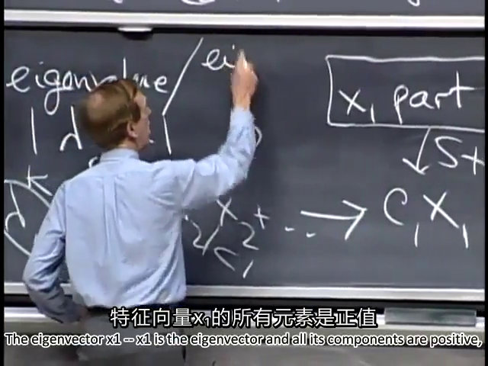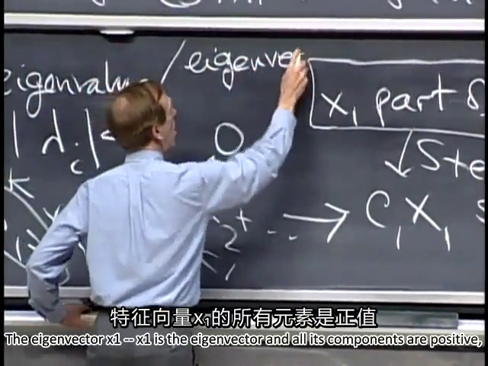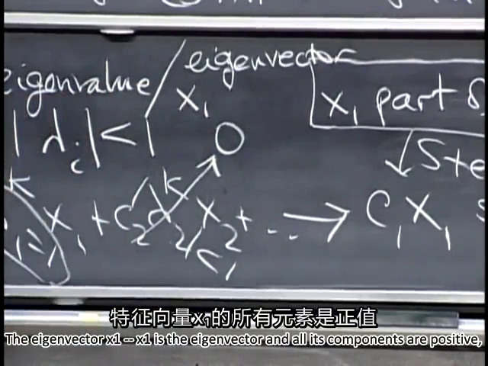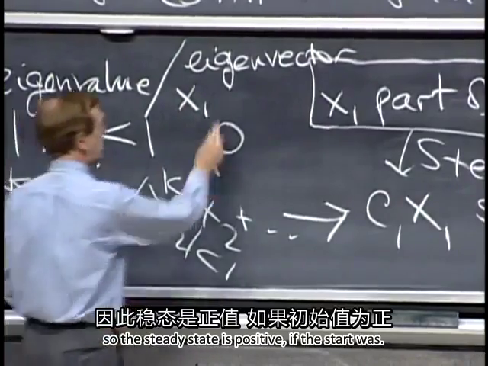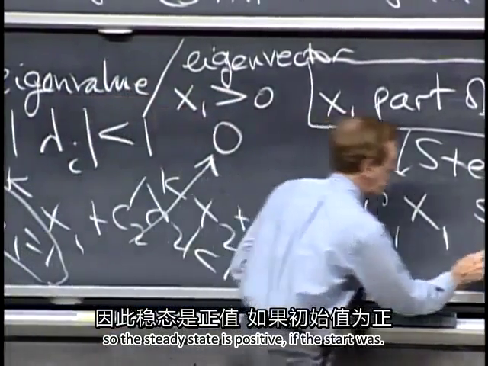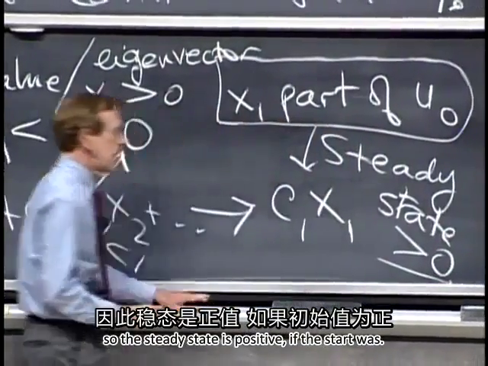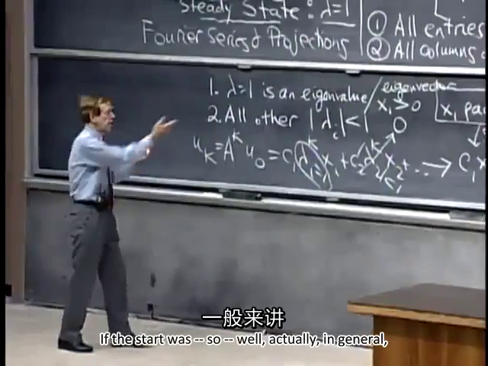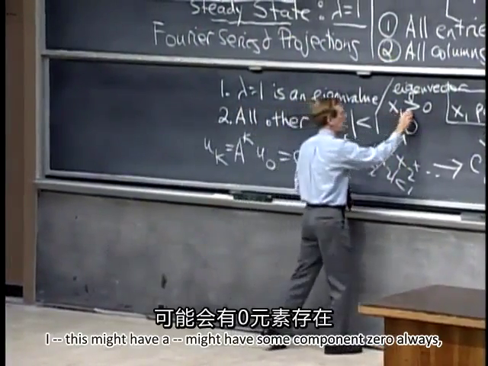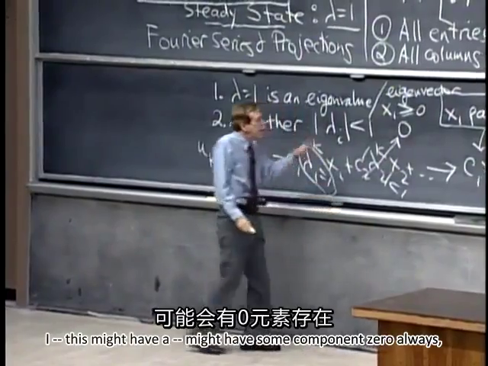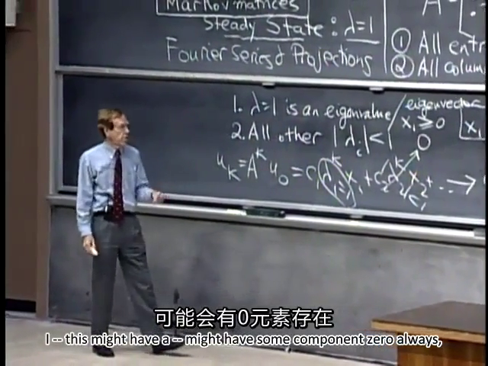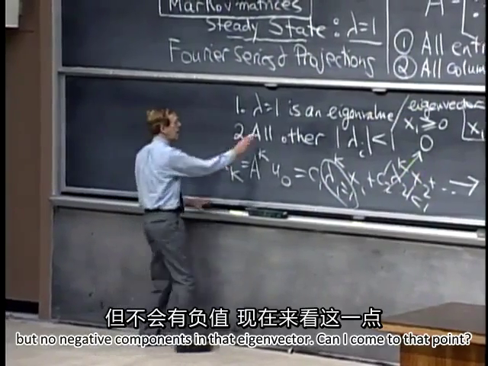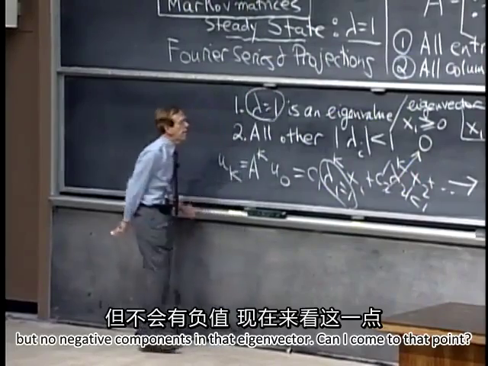The eigenvector x1 is the eigenvector, and all its components are positive. So the steady state is positive, if the start was. Well, actually, in general, this might have some component 0 always, but no negative components in that eigenvector. Okay, can I come to that point?